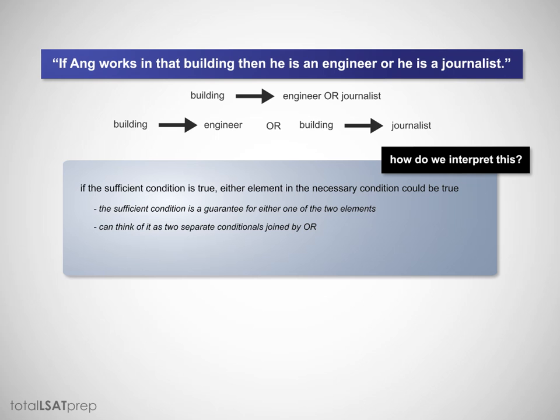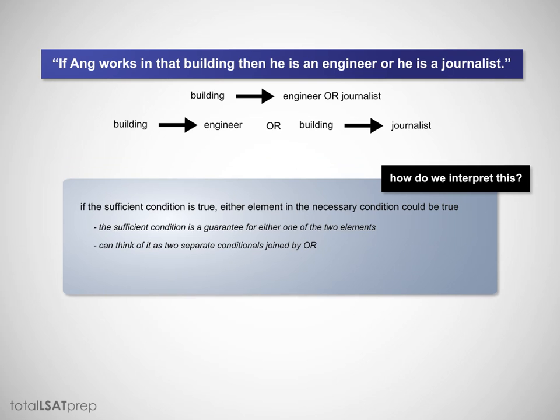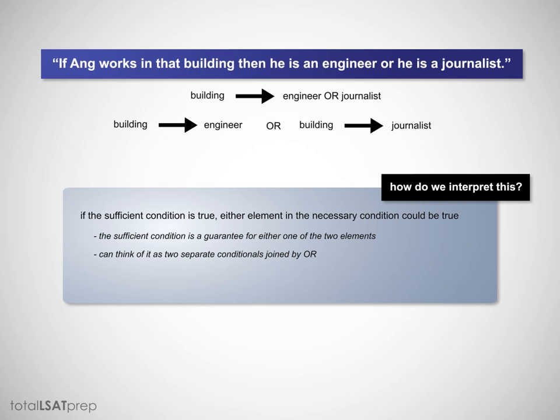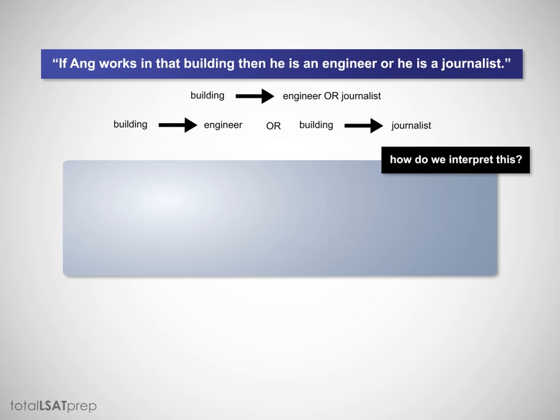And that's why we have here in our diagram building followed by an arrow followed by engineer or journalist to symbolize the above conditional. But we also have it as two different conditionals. If building then engineer, or if building then journalist. So if we're told that Ang works in the building, then we know that he's either an engineer or a journalist, but we don't know which one. The point is that one has to be true. And if it helps, you can think of the conditionals as actually two different conditionals joined by or.